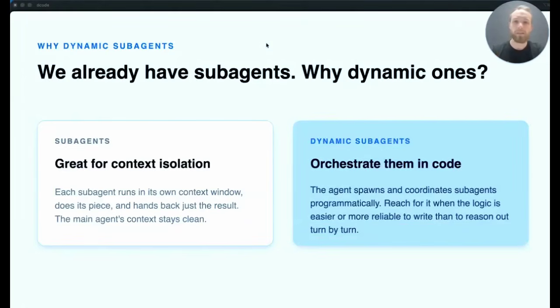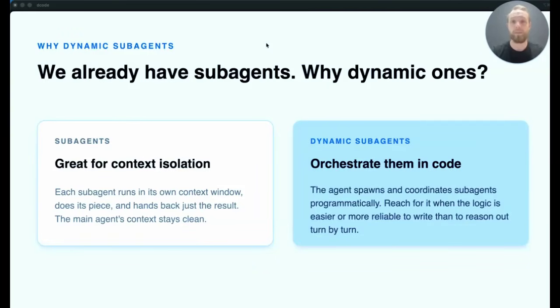So why do we need this? I think it helps to start with what we already have. Deep agents already has subagents, and they're great. The main thing that they give you is context isolation. Each subagent runs in its own context window. It does a piece of the work, and it hands back just the results. So the main agent's context can stay clean. That already exists, and it's still true here. If subagents already do that, though, then why dynamic subagents?